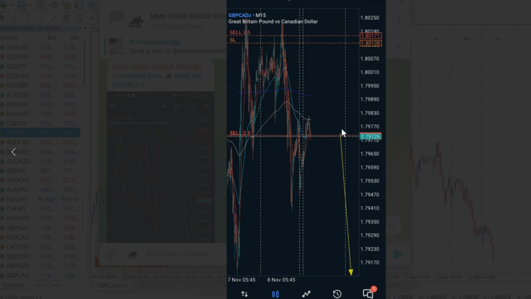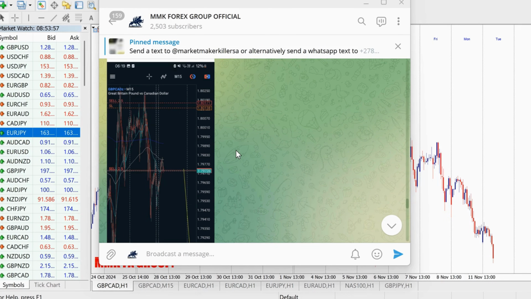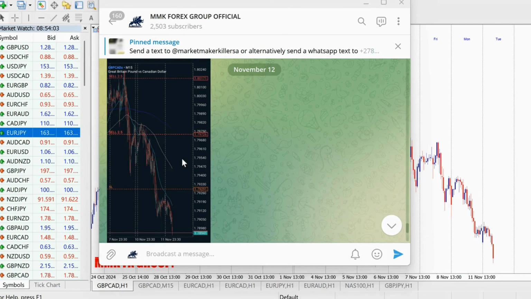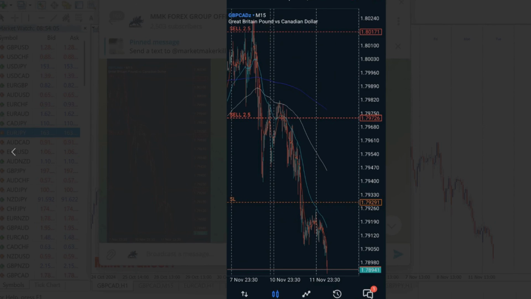All right, so let us go back to the chart. So as you can see, from that area, this is where the market is right now. We had a very good, very interesting drop from that area. As you can see from the second leg, we are deep in profit.